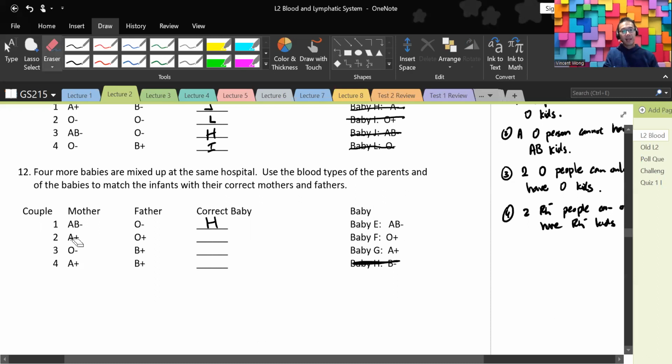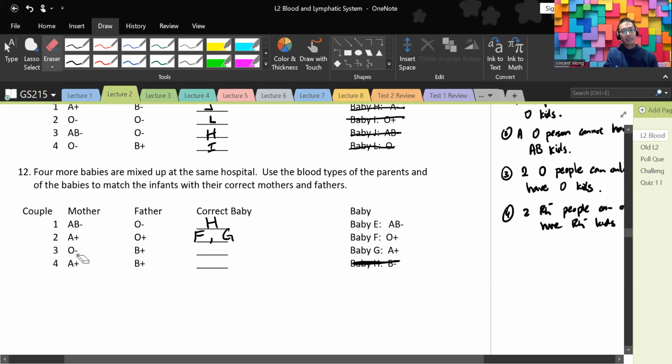Next one, A positive and O positive. So O means they cannot have AB, right? So that's gone. And then we have O positive and A positive. So based on the information we have right now, we don't know which one it is. It could be F and it could be G. We can't decide right now, but we know for sure it's not E. I'm just gonna put F and G here for now. Okay.